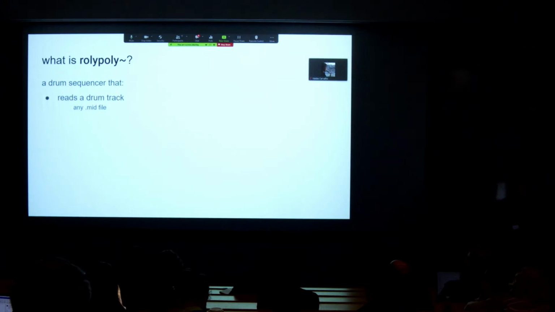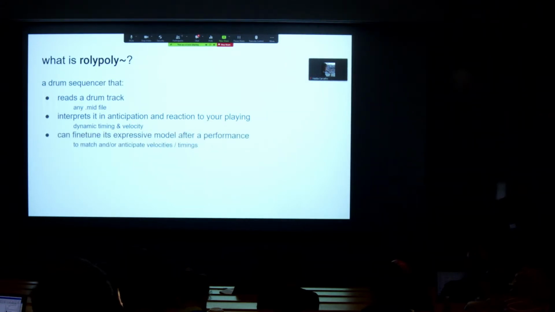So, as I said, it reads a drum track. It anticipates and reacts to your playing, and I'll show how I try to implement that. And after the performance, you can fine-tune the model to how you played with it. And it's along three directions. One is it adjusts its velocities to the velocities in the score, coming from the big MIDI dataset from Magenta that it's pre-trained on, so it goes towards your score, and then the timings it can match, to follow what you played.